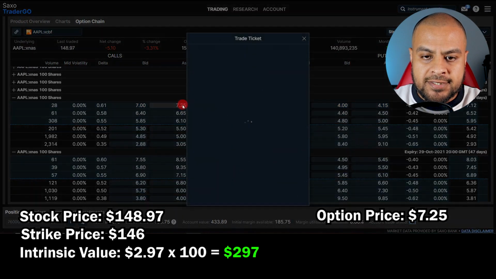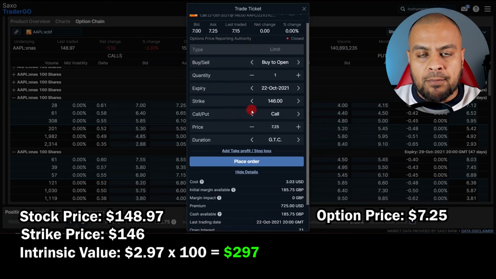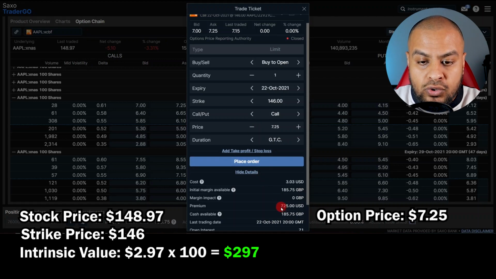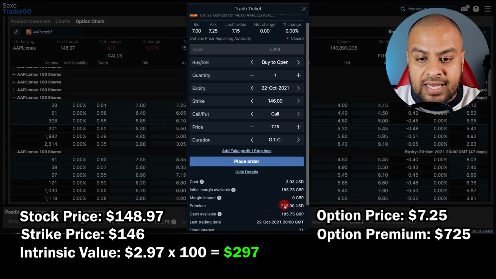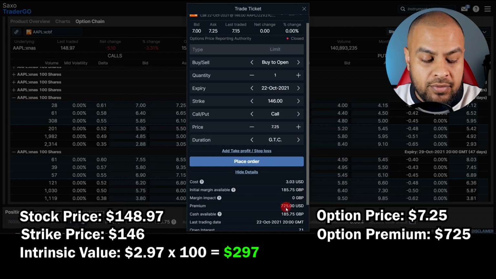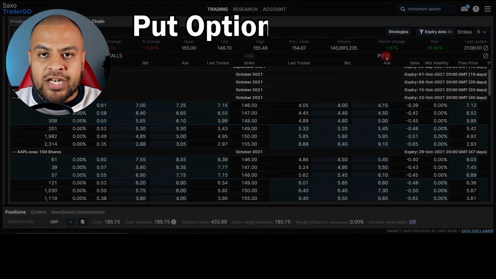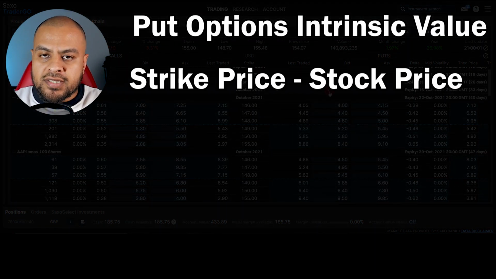Now, if I click this, you can see a bit more detail comes up. Now, remember, one option is worth 100 shares. That premium of $7.25, we have to times by 100. So it gives us a total premium, as you can see here, of $725. So we had intrinsic value of $297, but we had to pay $725 as a premium. So that leads us to a loss of $428.